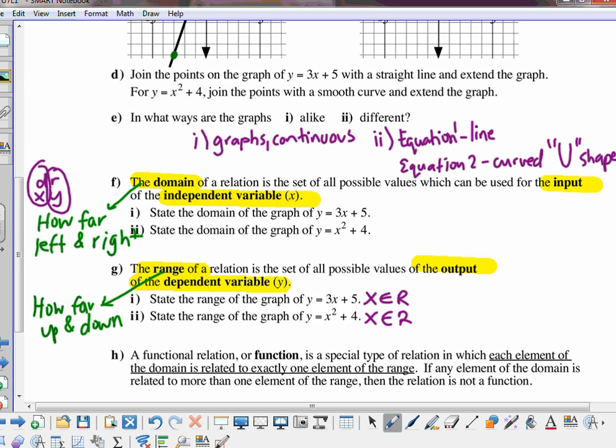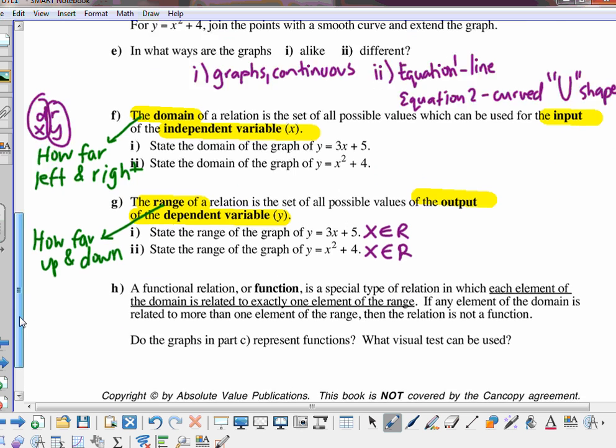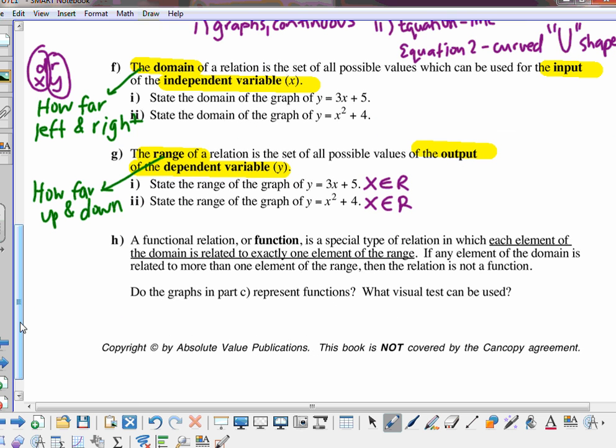Remember, in radicals there are restrictions, right? You couldn't have the negatives. But in both of these equations, there are no restrictions. Let's look at the range, though.